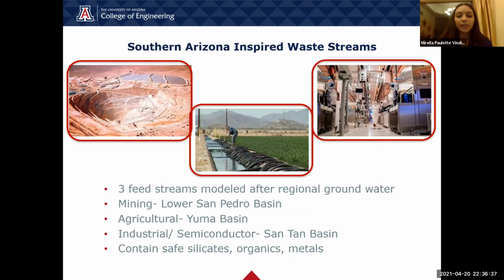The processes used in this laboratory differ slightly from those used currently to treat water from these regions on a large scale, but create a potential to influence positive change in Arizona water treatment by demonstrating efficacy of these techniques on water with similar chemistry. Our 3 feed mixtures vary in turbidity from 30 to 17 and contain the same contaminants as those found in nature, including silicates, organics, and metals.